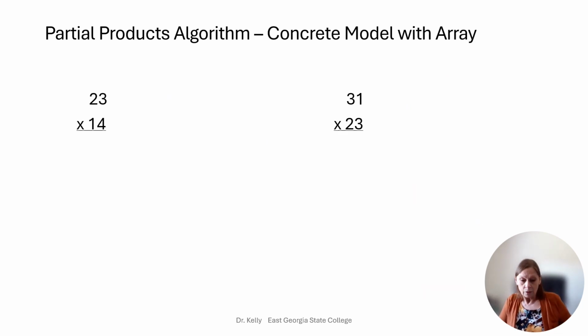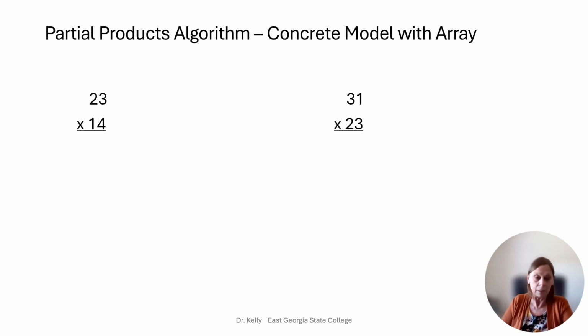Now that brings us to something called the partial products algorithm, and I'm going to do this using a concrete model and an array. So let me model this first. Let's get over here to our 23 times 14. So remember when we did the arrays, the idea is to lay out one of the numbers and then build off of that to go up with the other numbers.